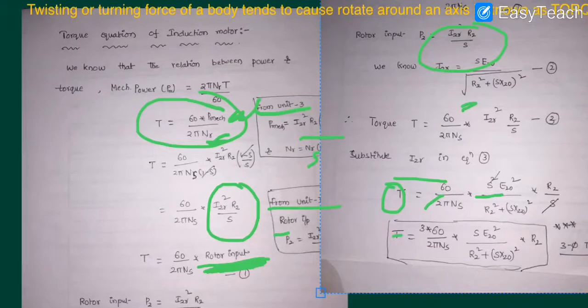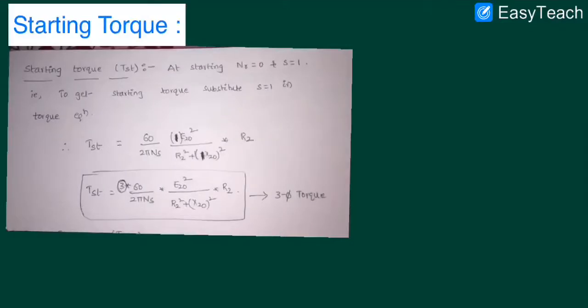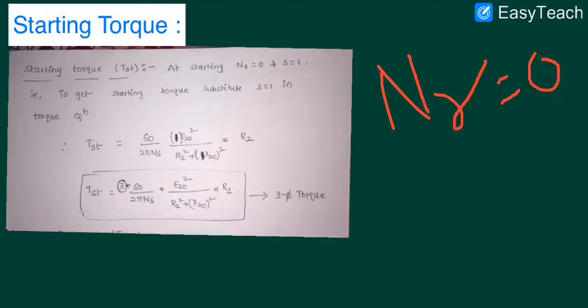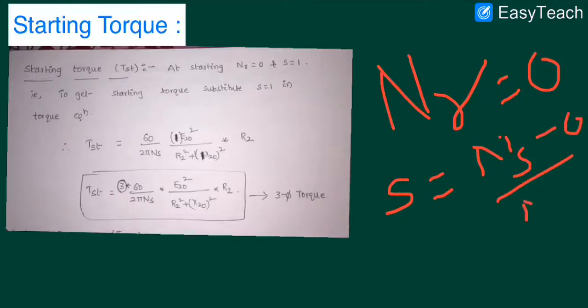Now coming to the second one, starting torque. Here we know that at the time of starting, what is the speed of the rotor? For starting, NR is 0. So if NR is 0, what is the S value? NS minus NR, which is 0, divided by NS. So NS gets cancelled. What is the slip at the time of starting? 1. So in the previous expression, if you substitute S is equal to 1, we will get the starting torque. So here I will use the 3 again.